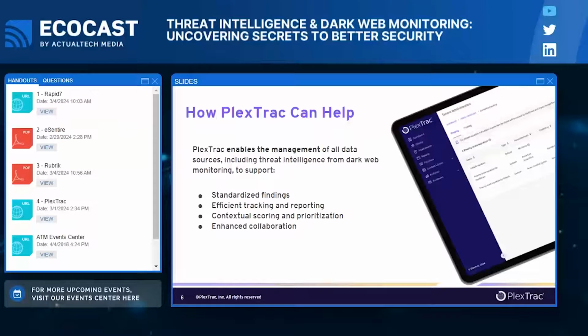And the final one is the enhanced collaboration. This is absolutely essential. I think this is massively overlooked. PlexTrack has the ability to collaborate across teams. We have the ability to track findings, track changes. You can make comments. You can have almost like a Google Doc experience within PlexTrack itself. So teams can talk to each other and have everything in one place. That's the real value. As you're reporting on this stuff, as you're tracking it, you can work with your team at the same time.